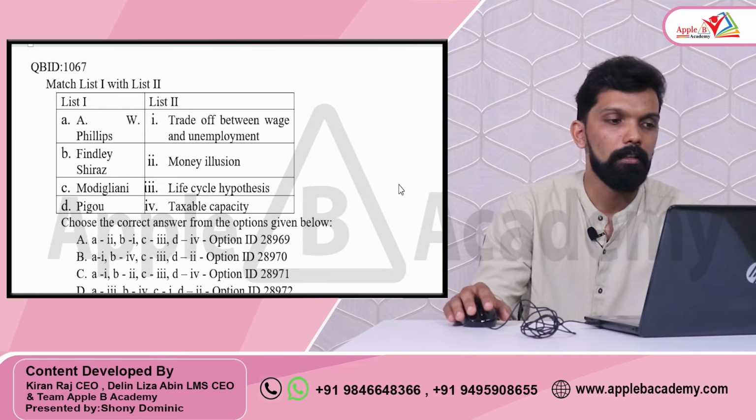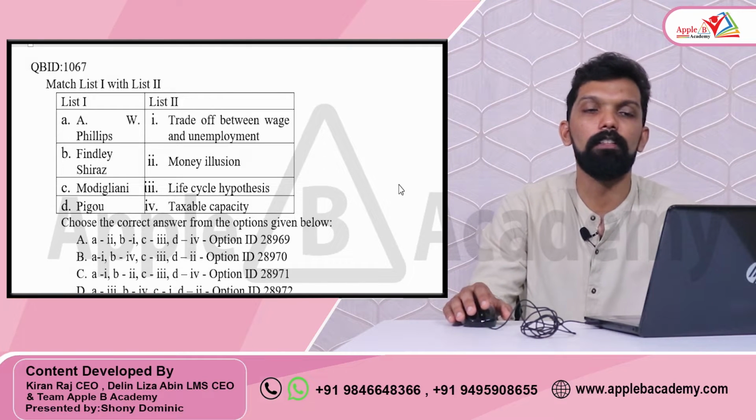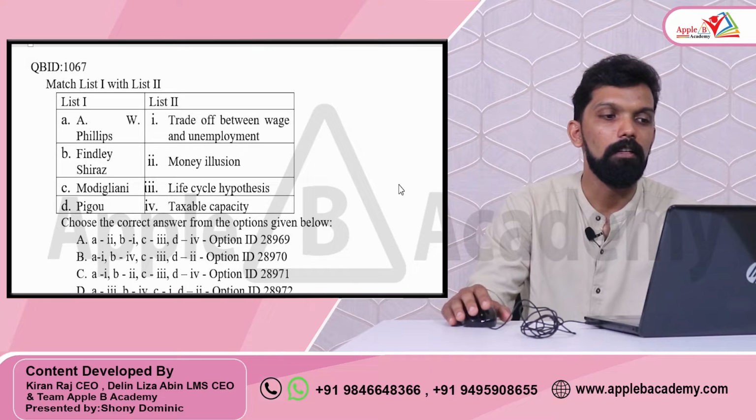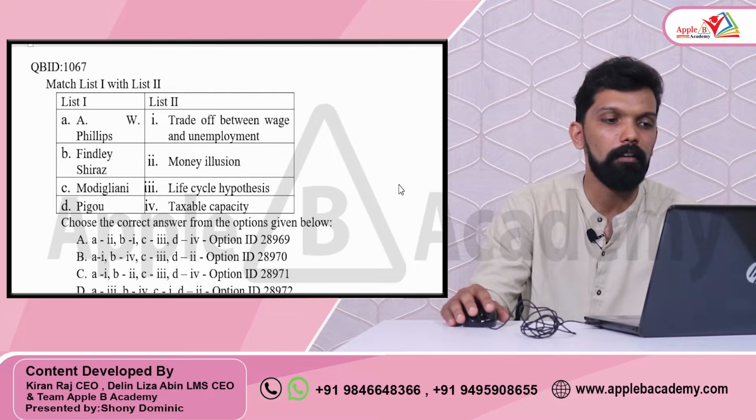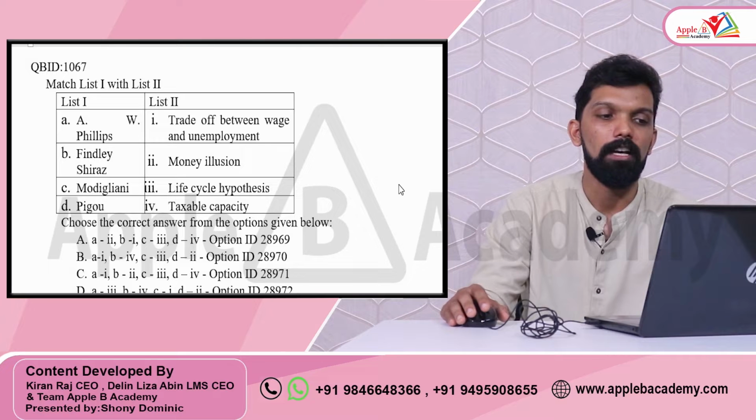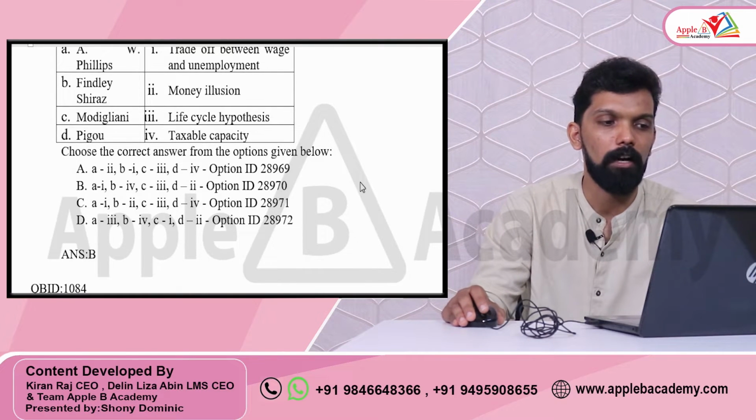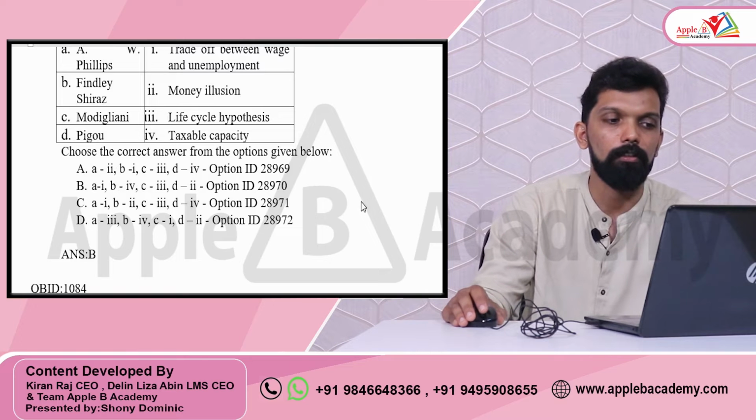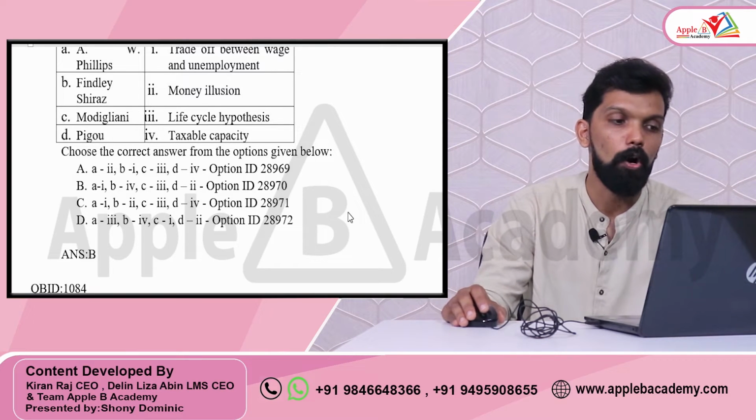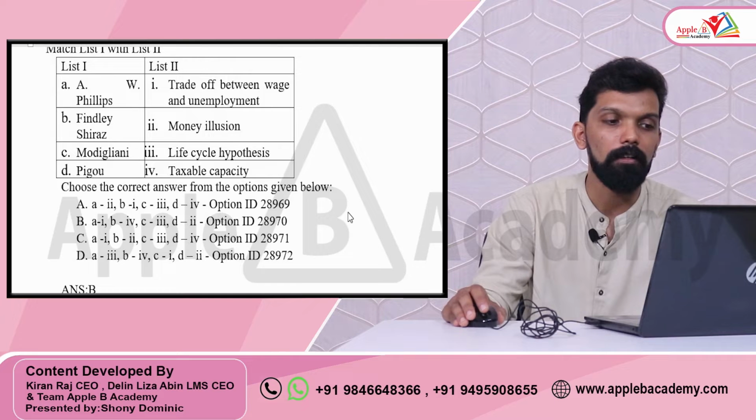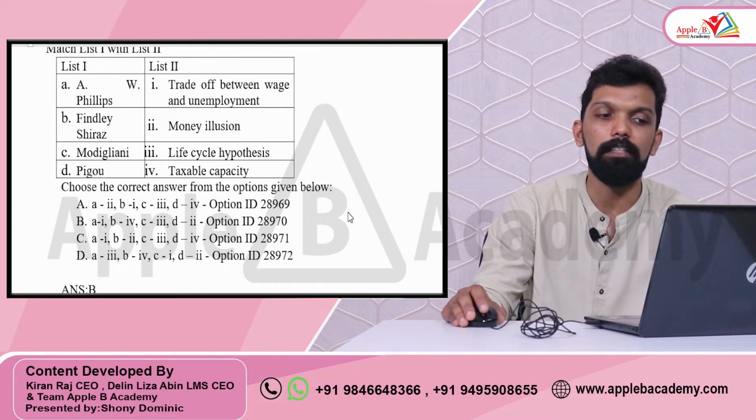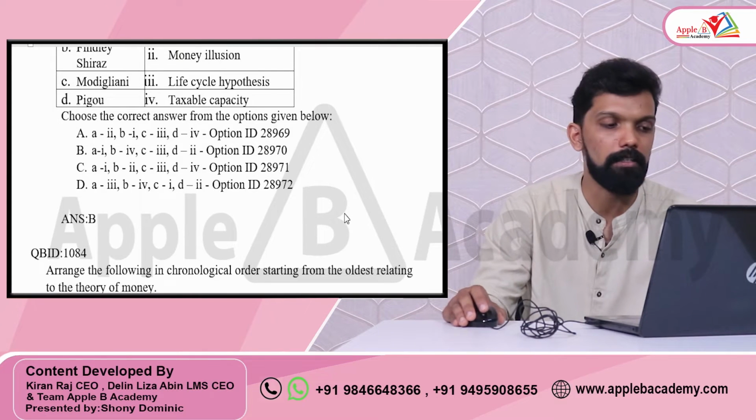So the next question, match list 1 with list 2. List 1 we have A.W. Phillips, Finlay Shiraz, Modigliani, Pigou. In list 2 we have trade-off between wage and unemployment, money illusion, life cycle hypothesis, taxable capacity. So we have different combinations here. So the right answer for this question is option B, which is A1, B4, C3 and D2. Option B is the right answer.